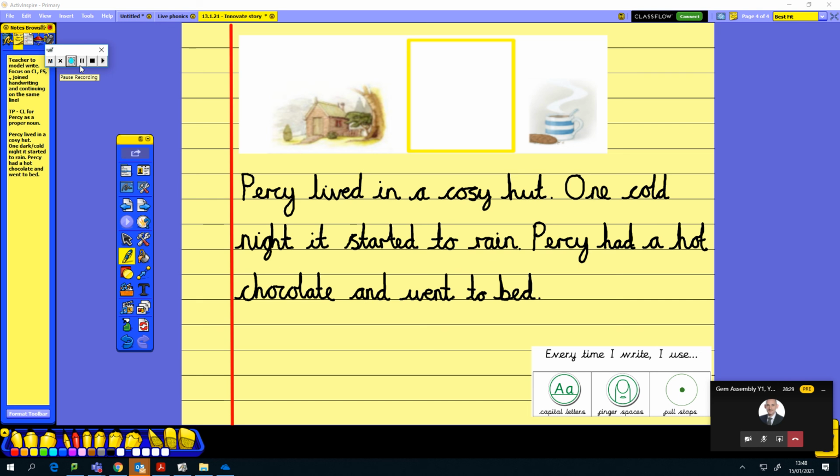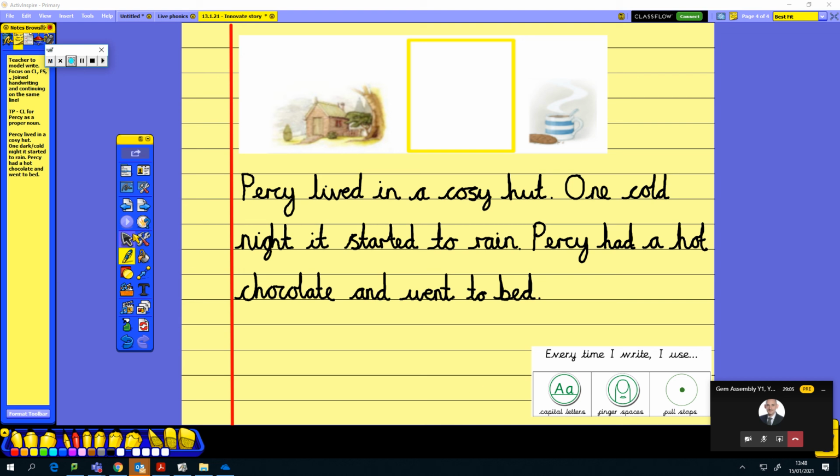Can you see that Percy has a capital letter? It is because it's at the start of my sentence, but can you remember why else Percy would need a capital letter? Have a little think. That's right. It is because it is a proper noun. Percy had a hot chocolate and went to bed. So at the end of my sentence, I need a full stop.